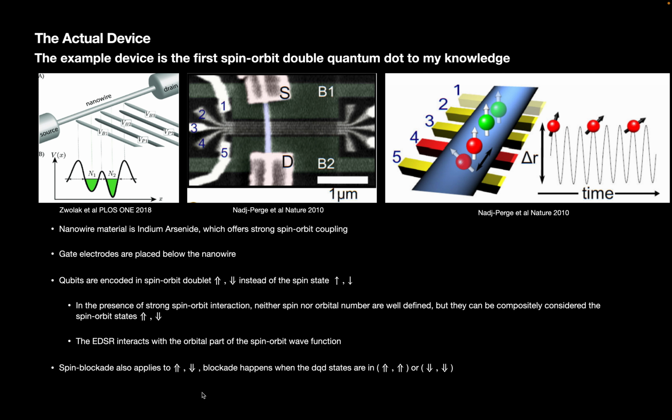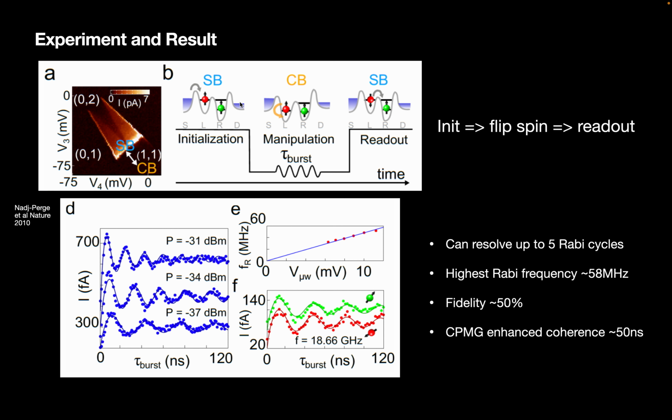And in this device, the initialization and readout are done using spin blockade. Spin blockade also applies to spin-orbit states. And I'm gonna summarize the experiment procedure and the result. The experiment procedure is the typical initialization, manipulation, and readout cycle. So you do this over and over again.